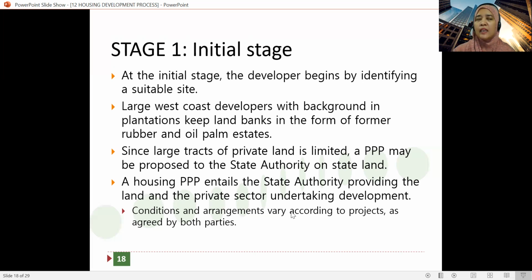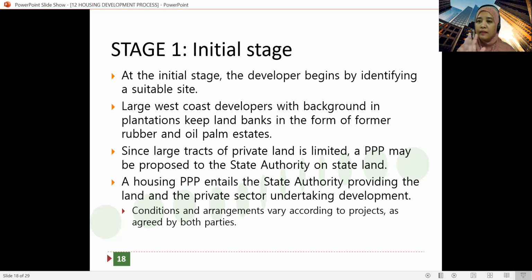Dia akan lain. Each PPP will be different from another PPP because no two lands are the same kan, no two properties are the same, so they have to negotiate lah, berapa persen, 30% profit ke, 20% profit ke, or 20% of the completed units ke, and so on so forth, as agreed by both parties. PPP pun is a contract juga, an agreement between two parties, which is the private sector developer and also the state authority.